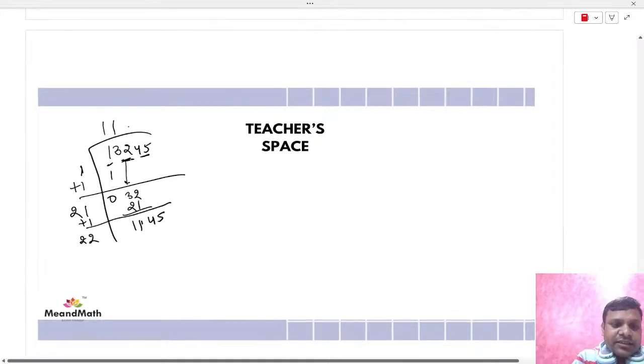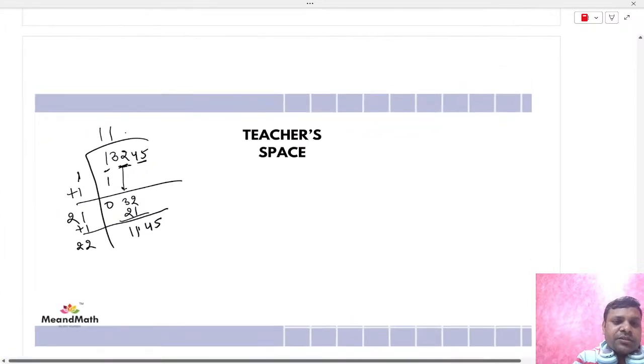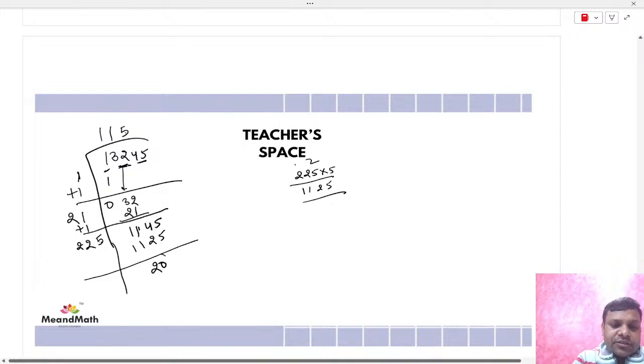Now check here which number can be suitable. I try with that 5. 225 into 5, 5 5s are 25, 2 to 11. Yes, so 5 is here. So 225 into 5, 1 1 2 5. If you subtract, then the answer is 20.